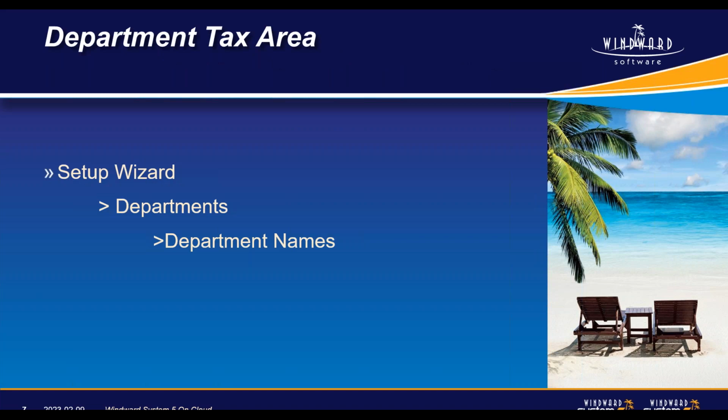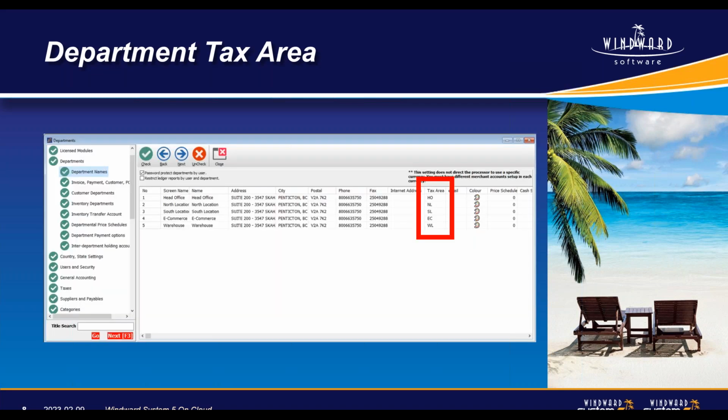This can be set up in the setup wizard, and then just go to departments, department names, and this is how it looks. Again, this is only for customers with a departmentalized system. So go to departments, and you can see on there I put a red box for the tax area. That's the column where you can set up your department tax areas. It doesn't have to be the same as my setup. You can be creative in your areas.